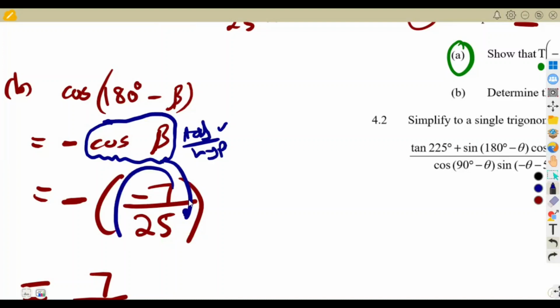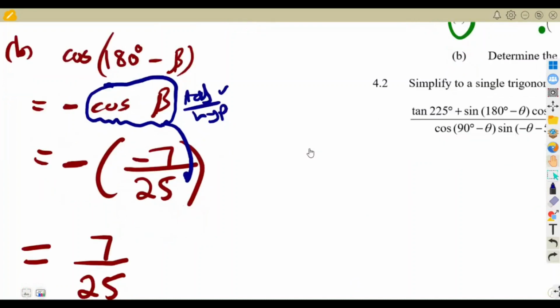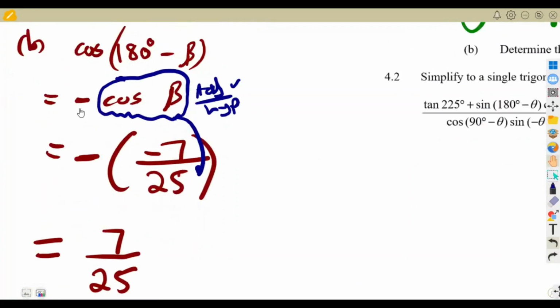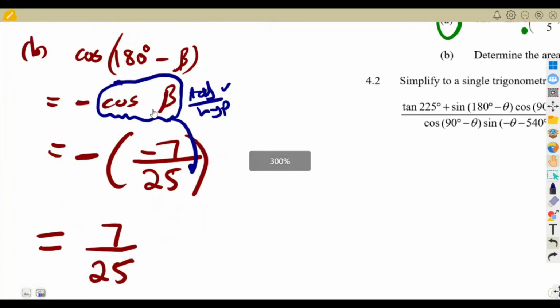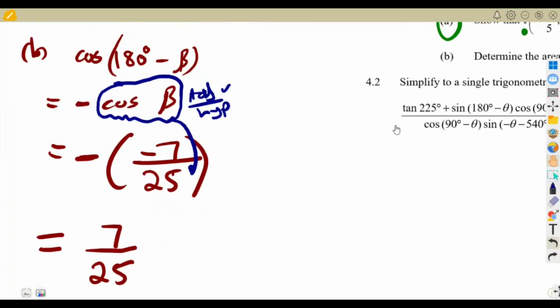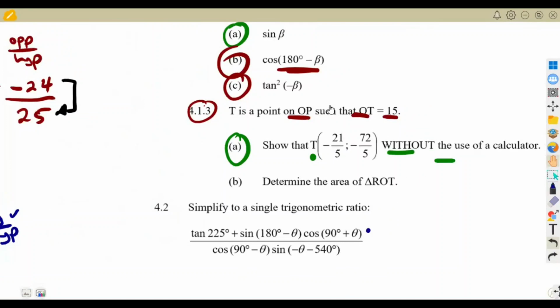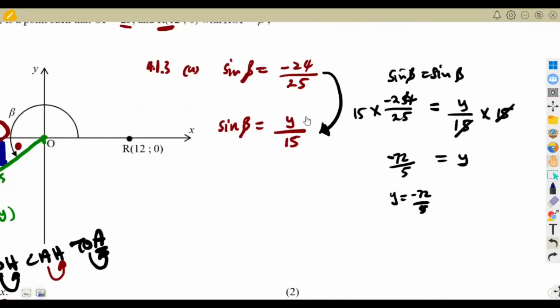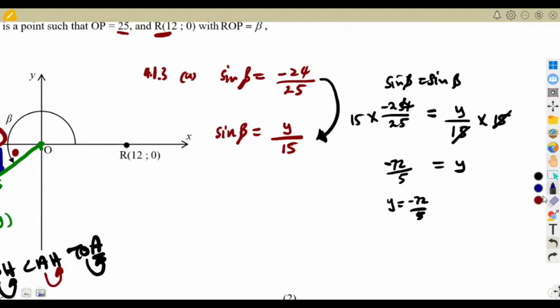This is the answer: negative 7 over 25. This is the one that we want, not the other one. That one was when we used the negative outside. I want the exact value of cos beta. So we have negative 7 over 25. From the ratio of sine, now we are back to the ratio of cos.